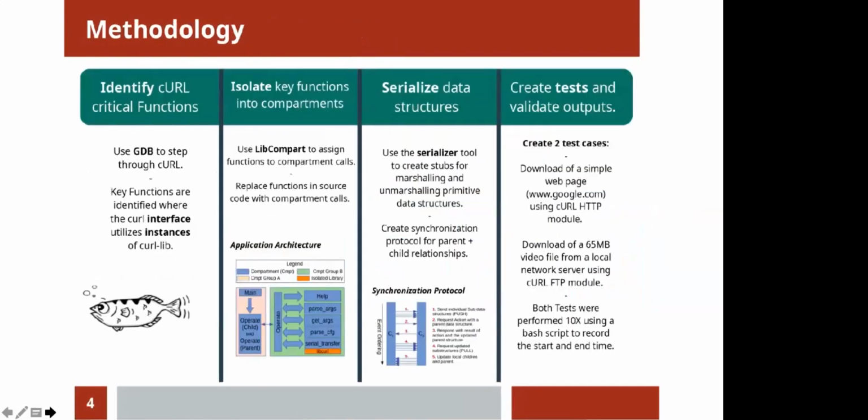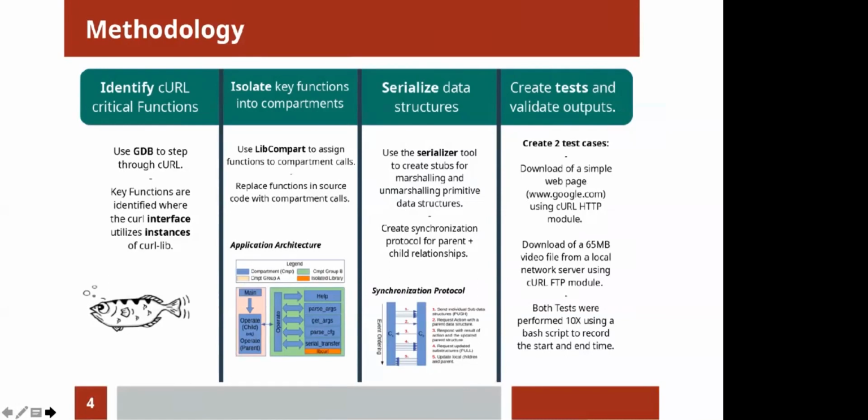The first step in our process was to identify curl's critical functions by stepping through the binary execution with GDB. Next, we used libcompart to isolate the functions into compartments and create interfaces to handle the communications between them. After the compartments were set up, we adapted data structures from objects in shared memory to serialized versions that could travel across these compartments. For complex circular data structures, protocols were established to synchronize the global state across compartment calls.